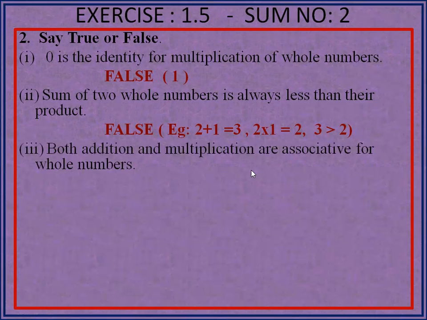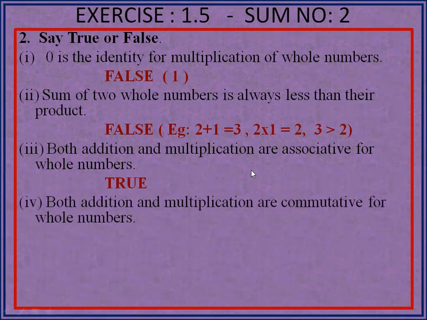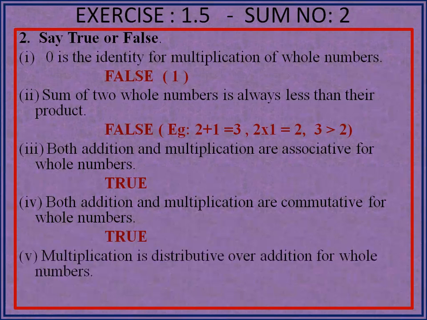Both addition and multiplication are associative for whole numbers. True. Both addition and multiplication are commutative for whole numbers. True. Multiplication is distributive over addition for whole numbers, and it's true.